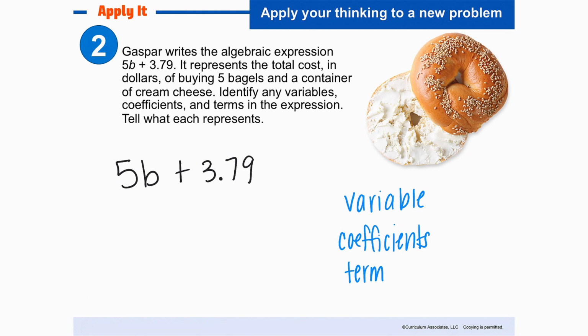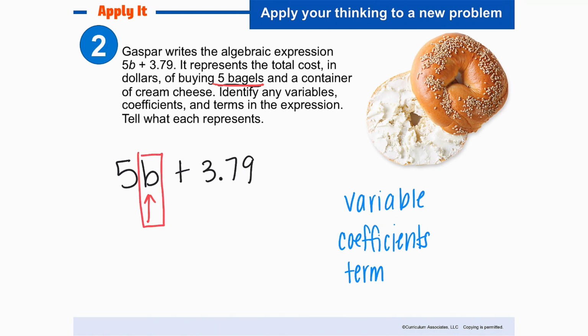So what we're going to do is we're going to look for those things here, a variable, a coefficient, and a term. So we talked about in the last problem what a variable is. That's something that we don't quite know yet. We do know, however, that this 5 represents how many bagels he has eaten, but we don't know how much it costs for the bagels. So this one here is our variable.